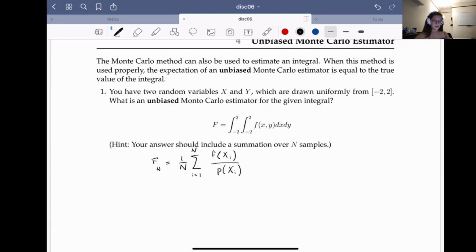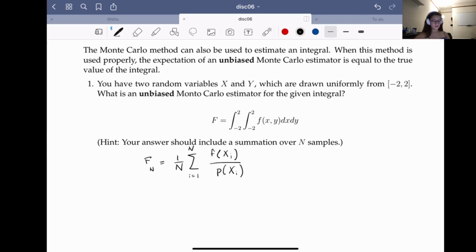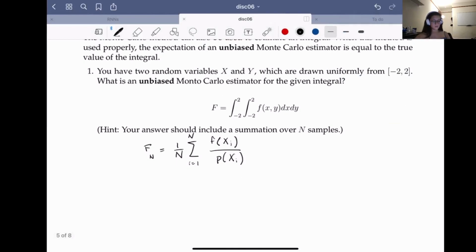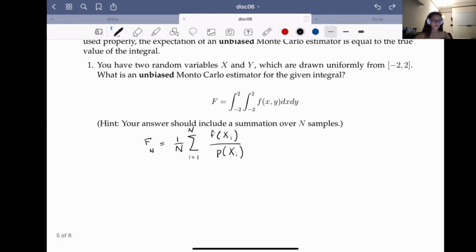Okay, and then right here, I've just written the more general case for a Monte Carlo estimator. Given some one-dimensional function, we can estimate our integral of f of x here with this equation. This is just from lecture. And then in this question, we actually have a two-dimensional function. So our function takes in x and y.